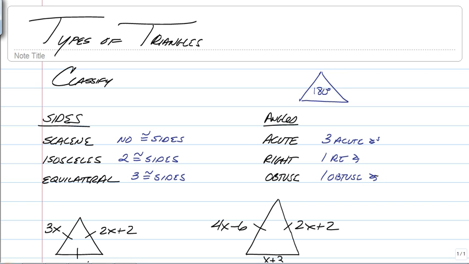Okay, so a little catch on the sides. You'll have the same number of angles that are congruent as well. So if you have no congruent sides, you'll also have no congruent angles. And same with this. You'll have two congruent angles in an isosceles, and you'll have three congruent angles in an equilateral. Okay, but those are classified based on its sides.